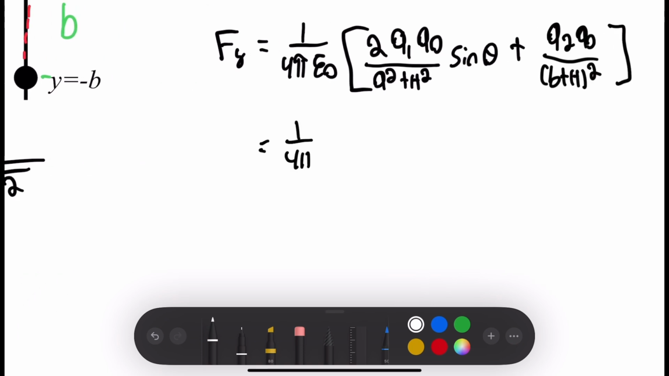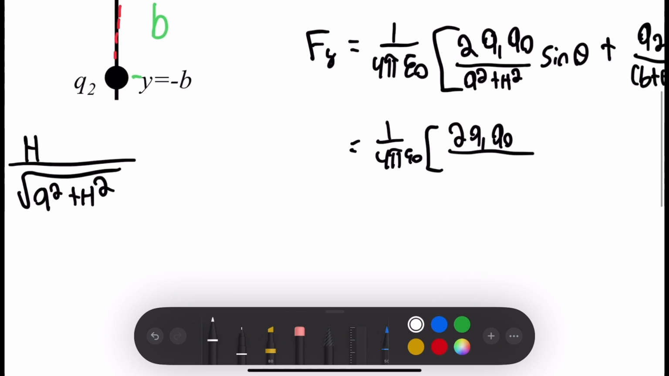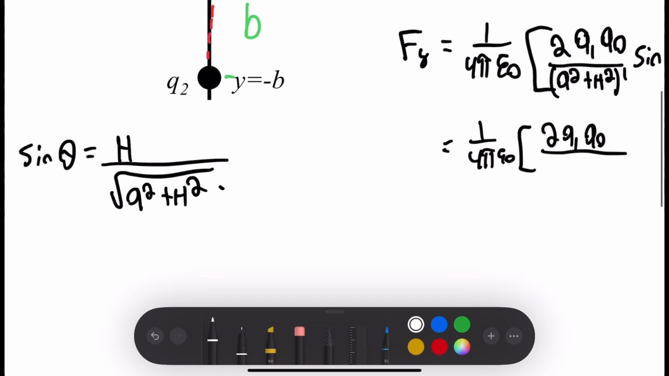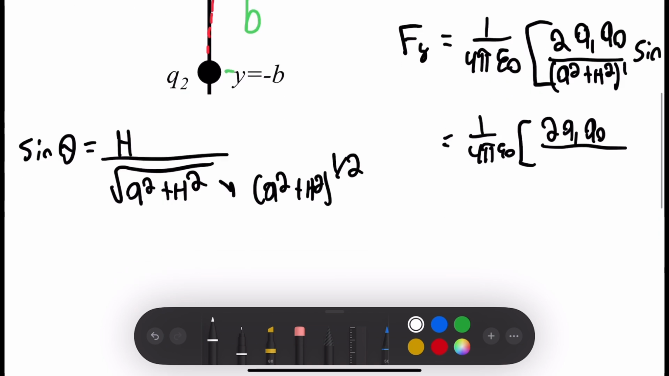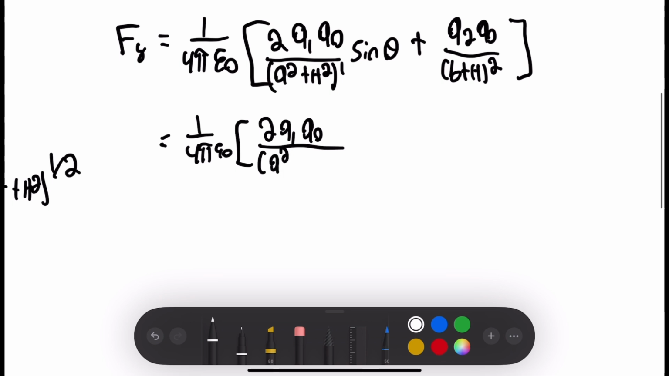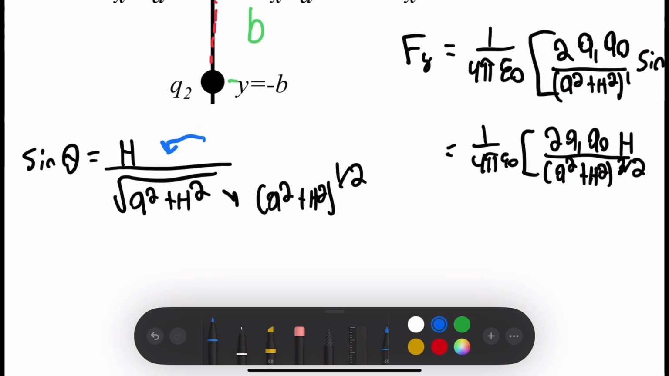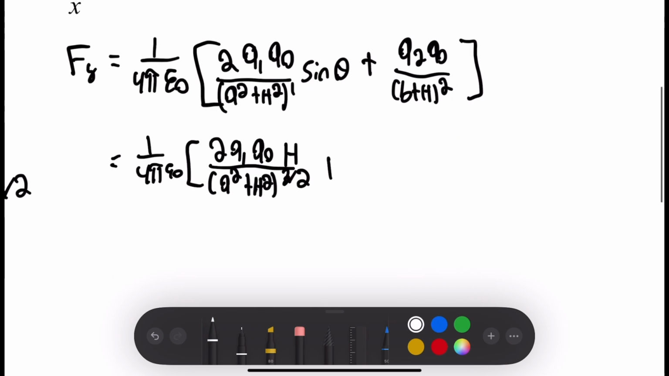So now I can bring this back into here. So I have 1 over 4 pi epsilon naught, 2 q1 q0 over, times sine theta. So I would have the (a squared plus h squared) to the first power, times (a squared plus h squared) to the 1/2 power. So then I'll be left with (a squared plus h squared) to the 3/2 power, and then the h on the top from right here, from the sine. And then I would just add the other one, so q2 q0 over (b plus h) squared.